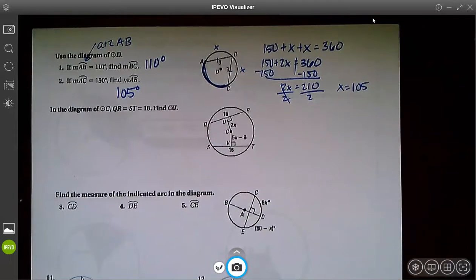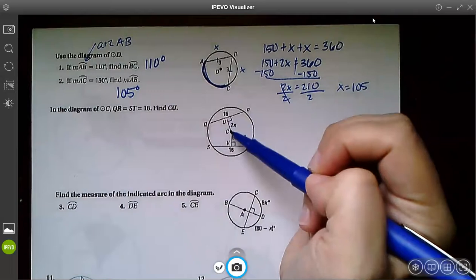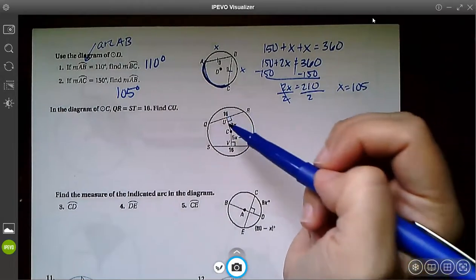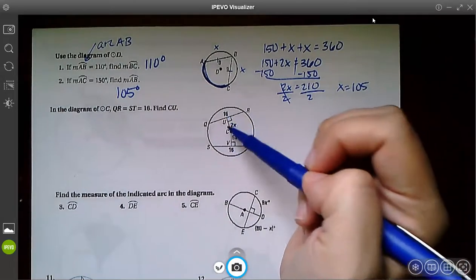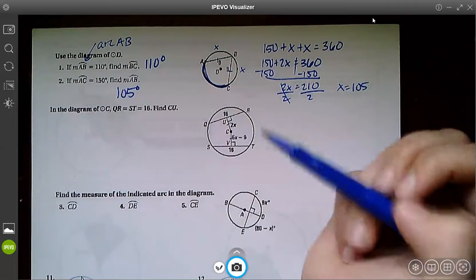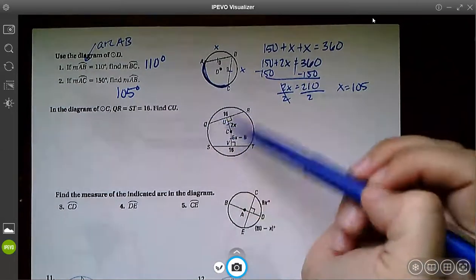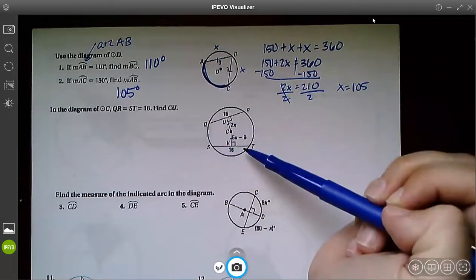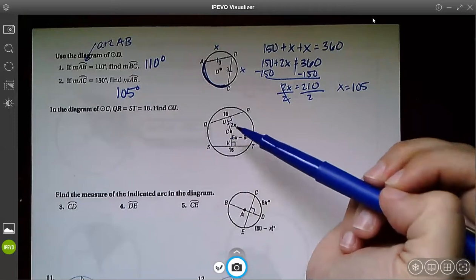Now, if two chords are congruent here, then the segment from the center to the chord, like the radius there, is also congruent. So that makes this congruent to that. So QR equals ST equals 16. They're both congruent. Find CU.